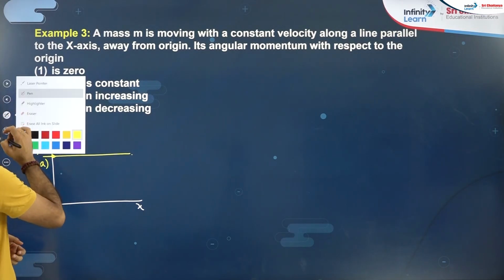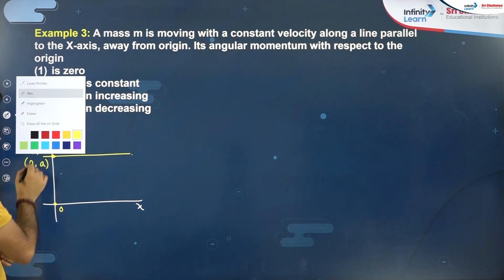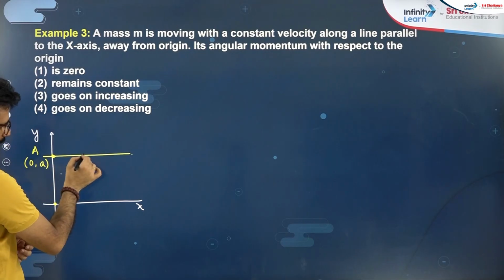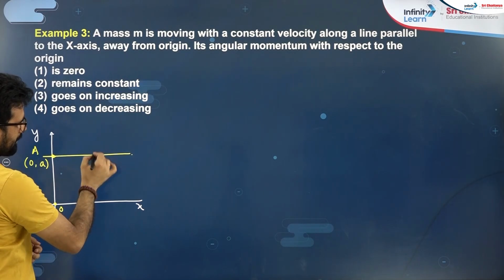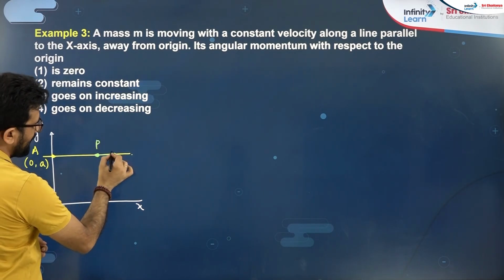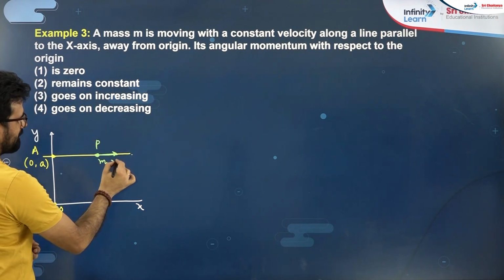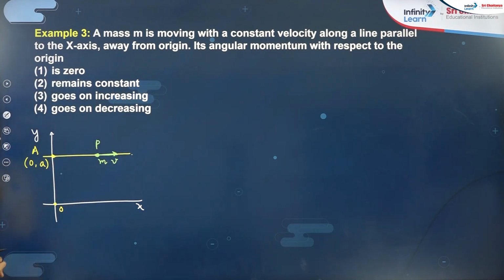Now focus on the board. You will understand one more thing. There is a particle. Suppose this particle is here at P, and it is moving away from the origin. This mass is m, velocity is v, it is given to you. Now the question is what is happening with this angular momentum.